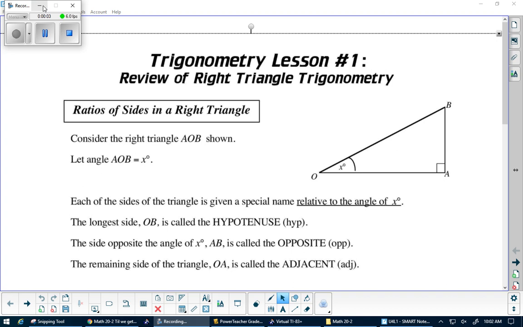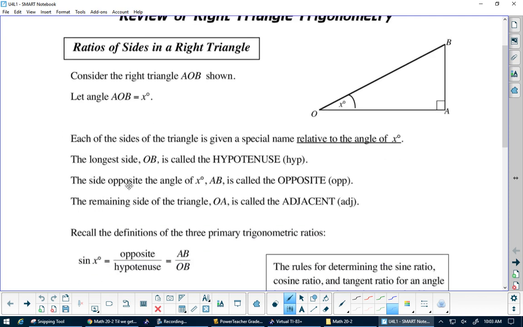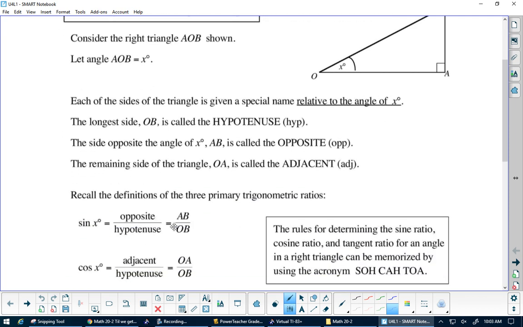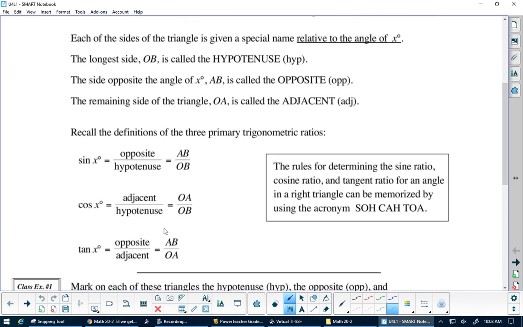Okay, so review of right triangle trig. This is right out of 10C that you've done already. Now, what we want to do is just talk about the sides right now. The sides that we're talking about are the opposite, the adjacent, and the hypotenuse. You remember that from grade 10, that's your SOHCAHTOA.